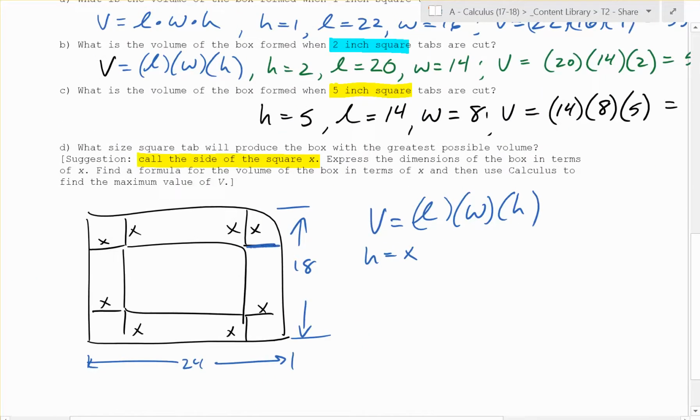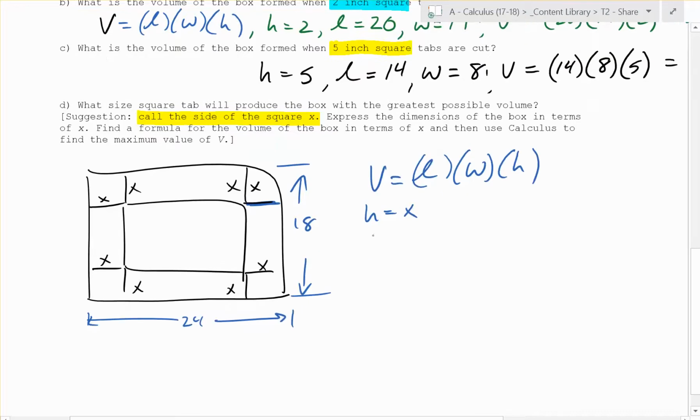The height is going to be right here. When you fold that up, that's the height. Well, the width is going to be 18 minus 2x because there's x's on both sides of that 18, and the length is going to be 24 minus 2x because there's x's on both sides being cut out from the 24.